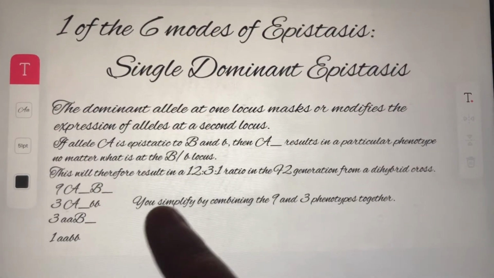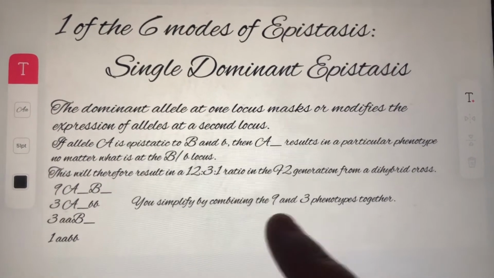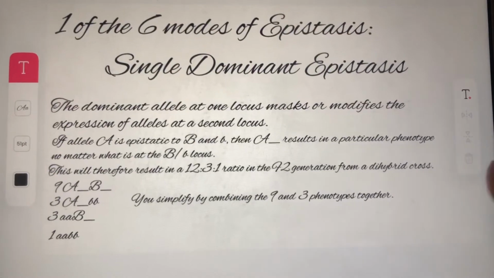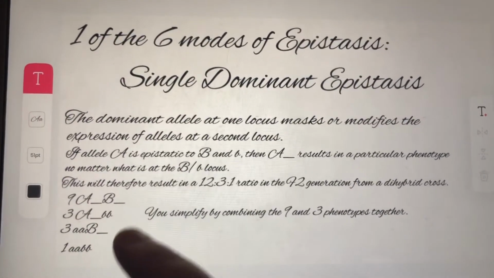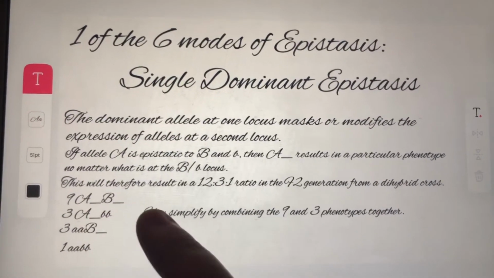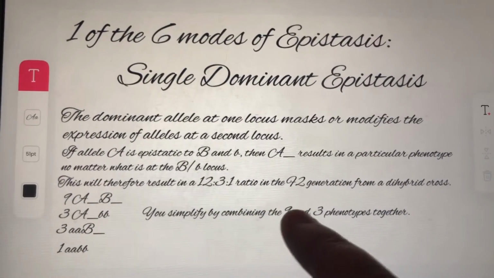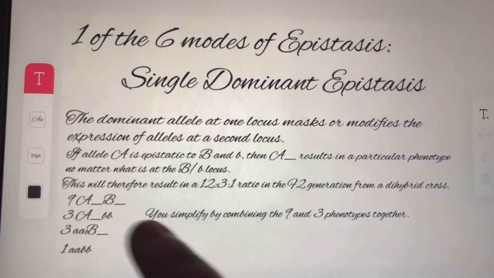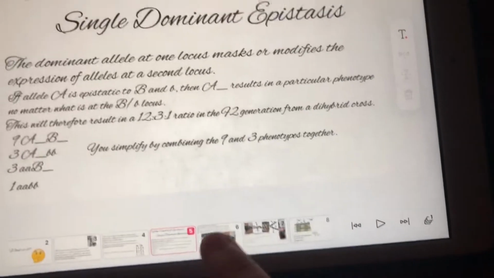This will therefore result in a 12:3:1 ratio in the F2 generation from a dihybrid cross, which results in these following ratios, which you can simplify by combining the 9 and 3 phenotypes together, which are these two right here.